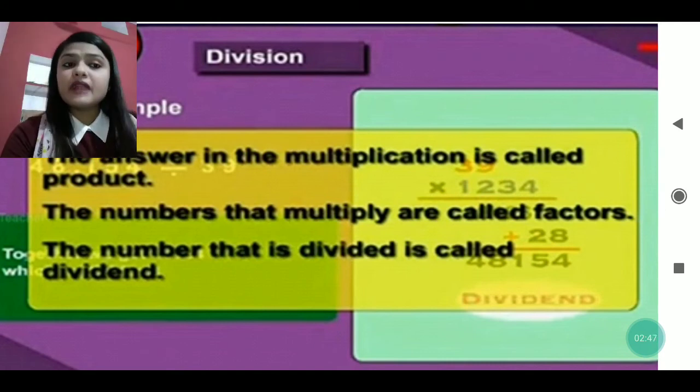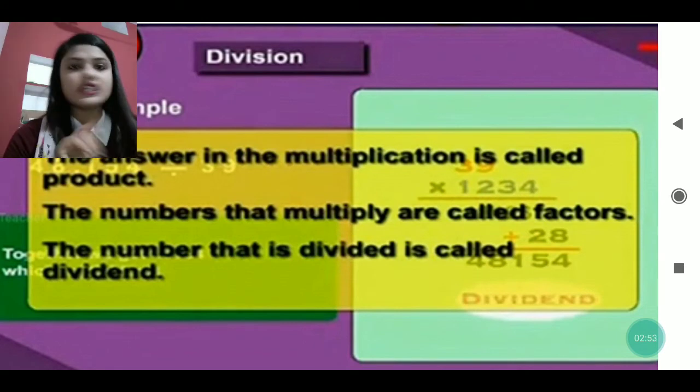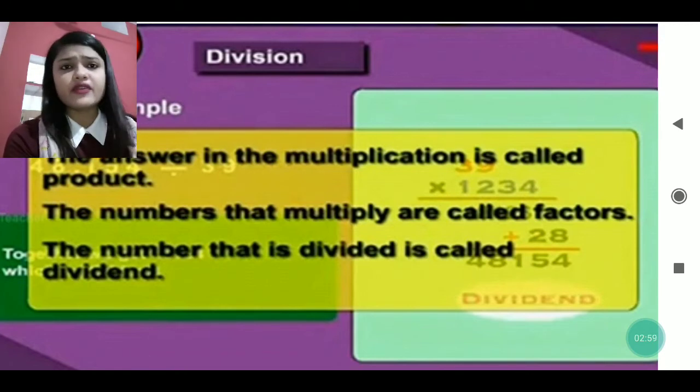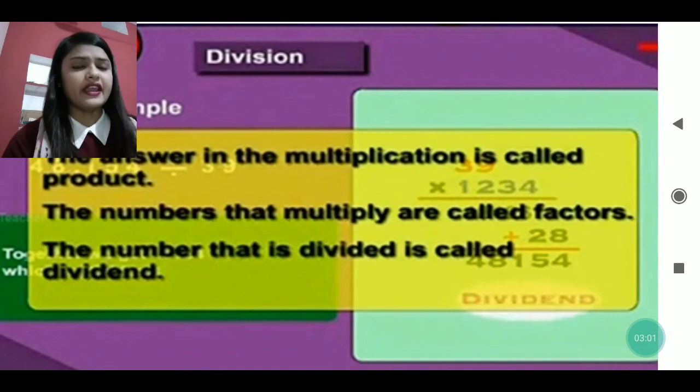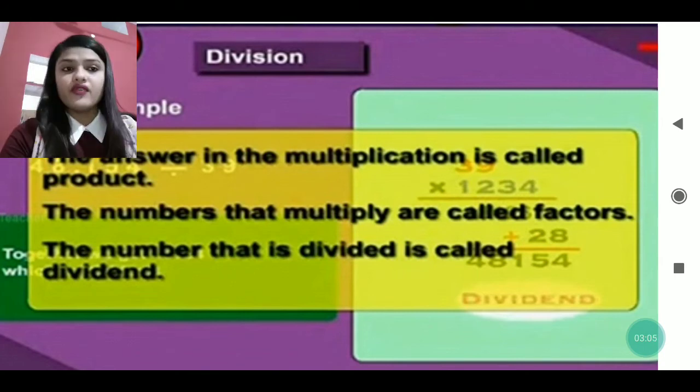The numbers that multiply are called factors. The two numbers we multiply to get the product are called factors. Like 2 into 3 gives 6. So 6 is the product, but 2 and 3 are known as factors. Now we will come to division.